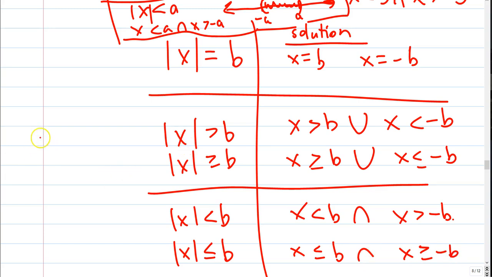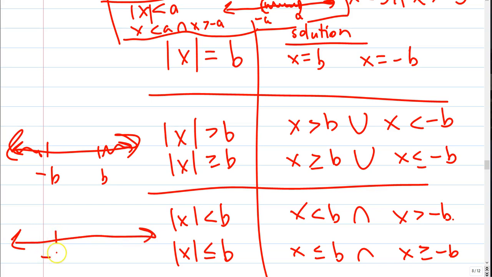These up here tend to be graphed outward. So we have b and we have negative b, and they're shaded outward with either the parenthesis or the bracket, depending on if there's an equal to or not. And these tend to be shaded between the negative b and the positive b, so in the middle. That's kind of the general approach. Now we're going to kick it up a notch. So let's go ahead and look at that.